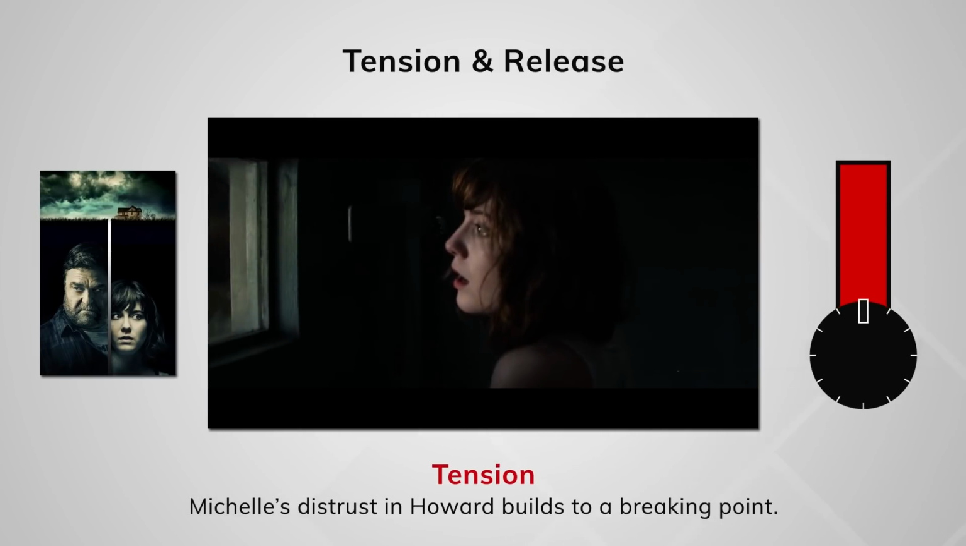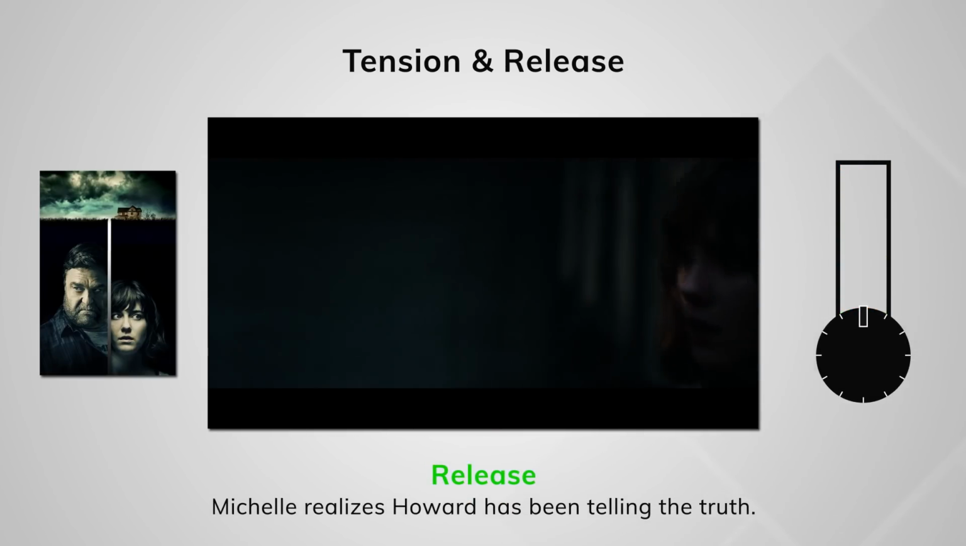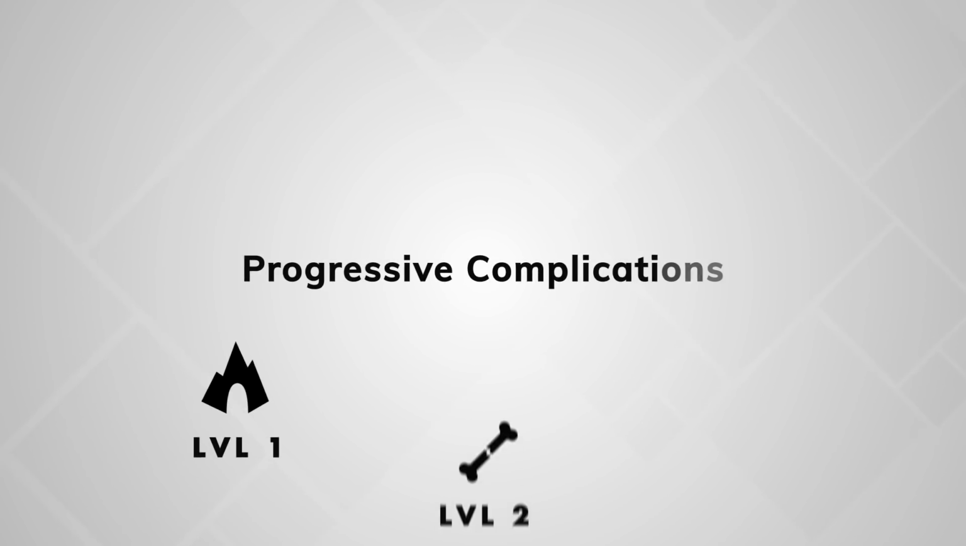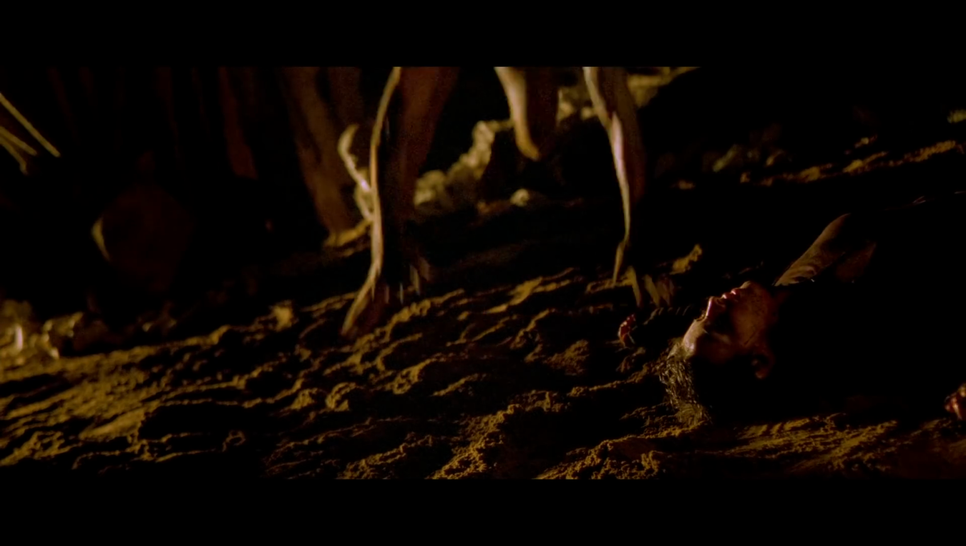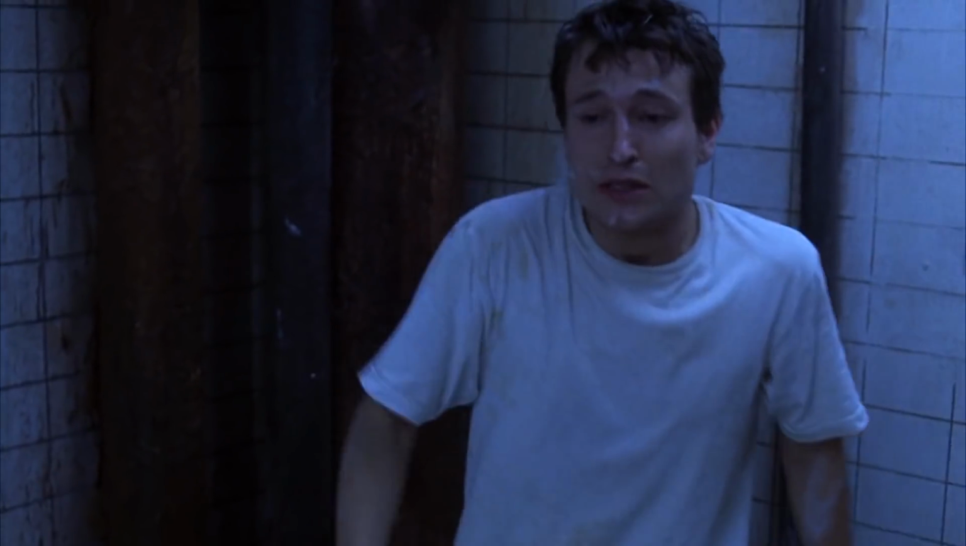And the tension is released when Michelle realizes the air is actually toxic and that Howard was telling the truth. There has been a massive attack. But you can't simply have tension and release. Each wave of tension and release must compound upon the one that came before. The stakes must continually increase until the final breaking point at the end of the story. This is what will keep the audience glued to your story and constantly worried about what will happen next.